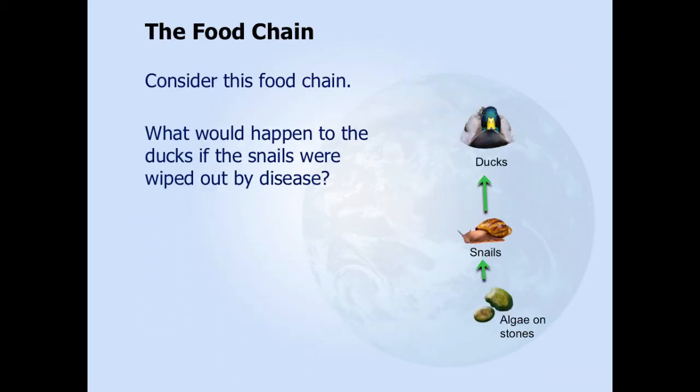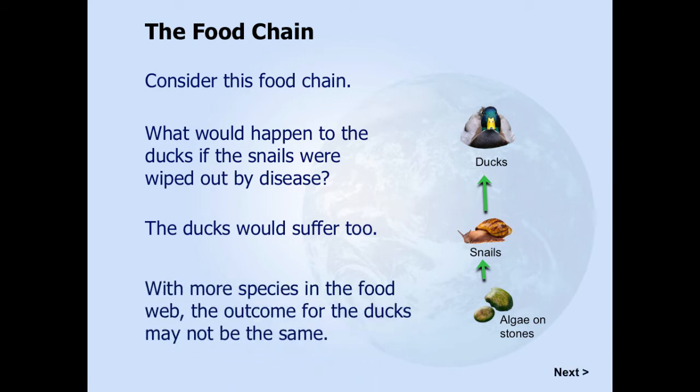So let's consider the food chain we have below. We have algae, which is our producer, snails, which are our primary consumer, and a duck, which is our secondary consumer. Now, remember at the beginning of the year, we talked about how the arrows represent the flow of energy. So what would happen to the duck if the snails were wiped out by disease? Well, according to this food chain, that's all the duck would eat. So if its food source was gone, what do you think would happen to the duck? They would suffer too. They would either die or move to another location.